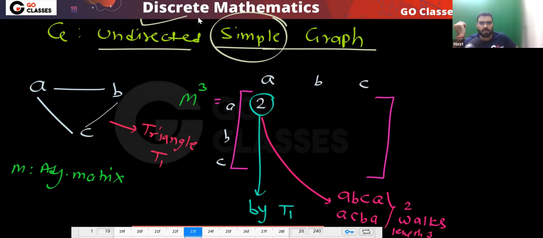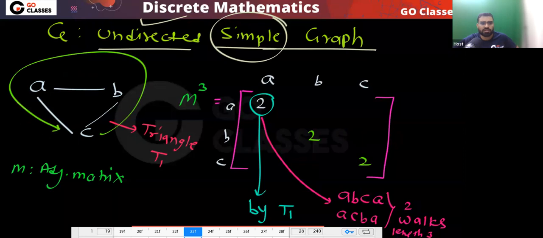Two walks of length three. Okay, very simple. Now, similarly, you will get two here from B to B. Either you can have this walk or you can have this walk. So again, you will get two here. Again, you will get two here. Either you have this walk from C to C or you have this walk from C to C. So you will get two, two, two. Very simple thing.